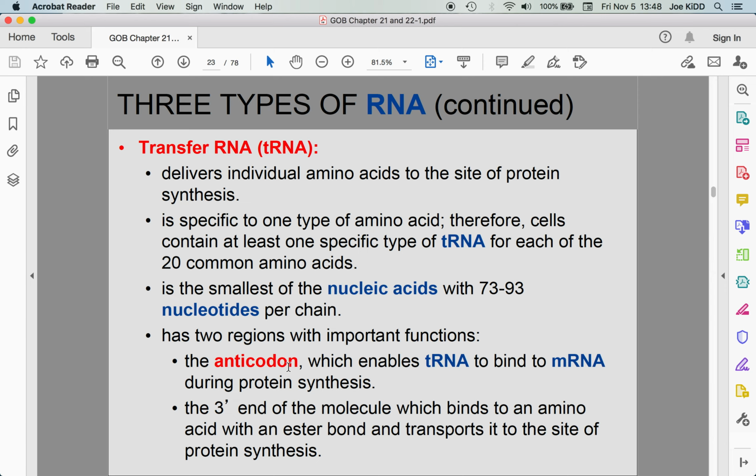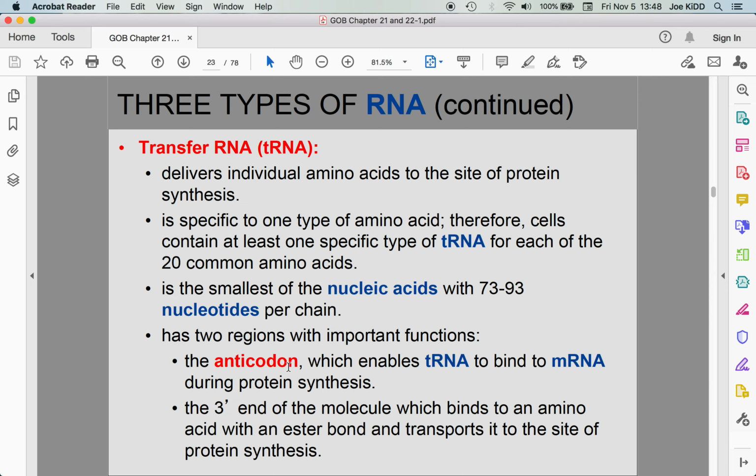Each type of tRNA is specific to one amino acid. Therefore, cells contain at least one specific type of tRNA for each common amino acid. They're very, very small in comparison to other types of molecules that we've looked at, being under 100 nucleotides in length.